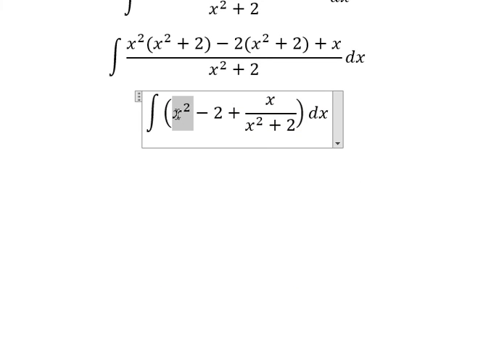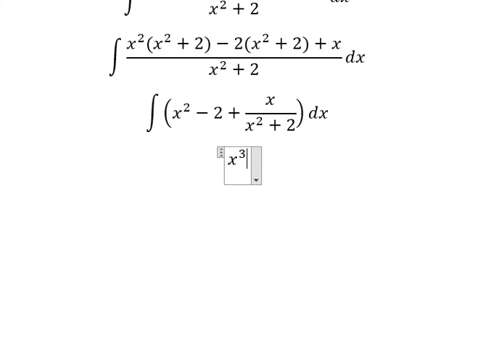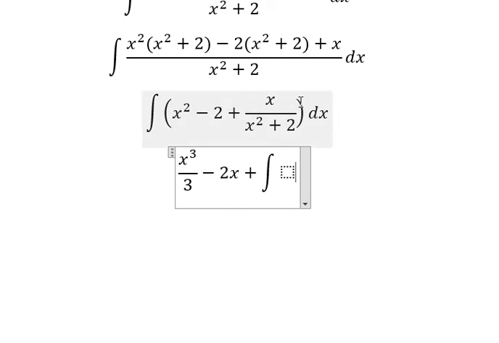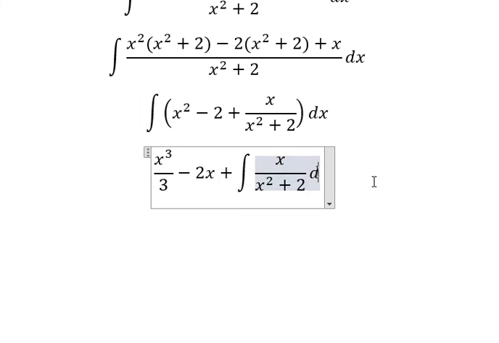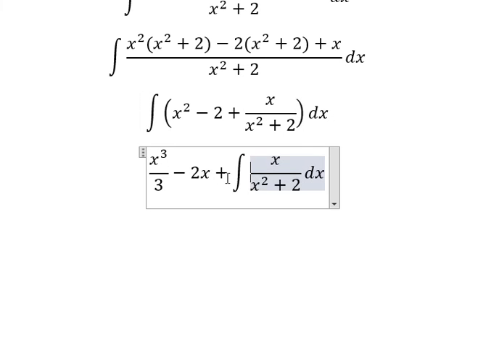The integration of s squared, we have s to the power of 3 over 3. The integration of number 2, we have 2s. And we have the integration of ds. Now I will concentrate about this one.